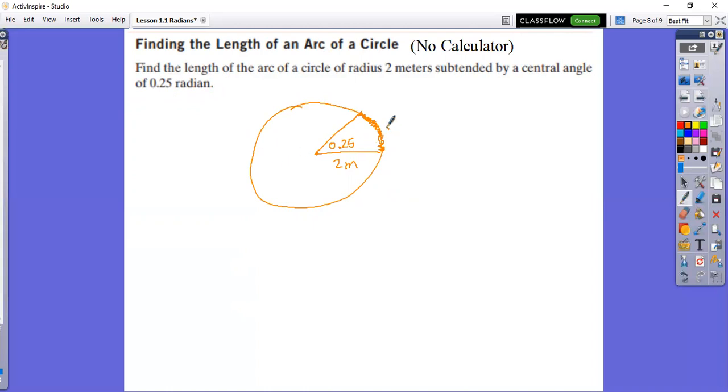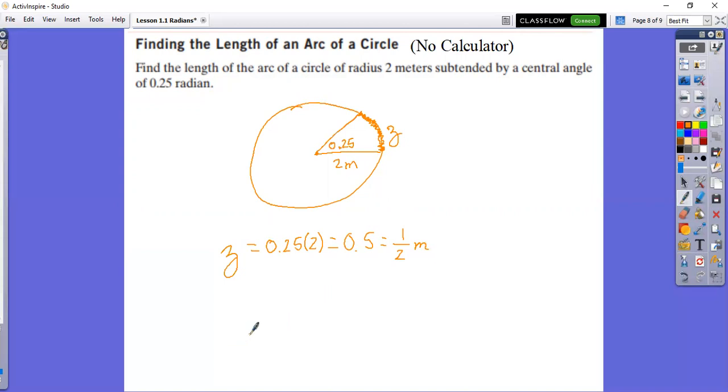So if we just call this arc, I don't want to call it X, Z. That's a cursive Z, by the way. So if I take arc Z, Z is going to be equal to my radian measure, which is 0.25, times 2, because 2 is the radius of the circle. So therefore, this arc Z right here should be 0.25 times 2, which is 0.5, which is 1/2 meters. So it's half a meter.